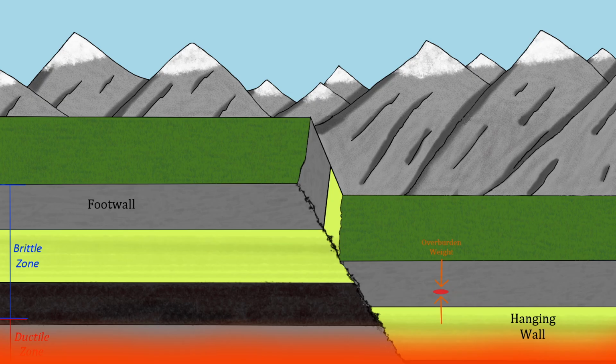This can lead to decompression, resulting in melting, as the melting point of the affected material drops due to the decrease in pressure. This drop in pressure in the crust can also lead to material from greater depth, and therefore greater heat, migrating up to the surface.